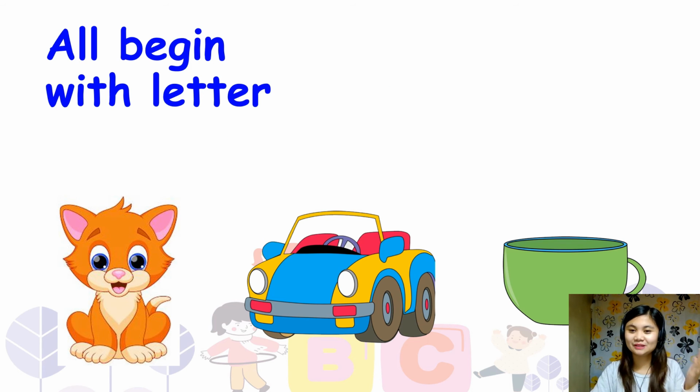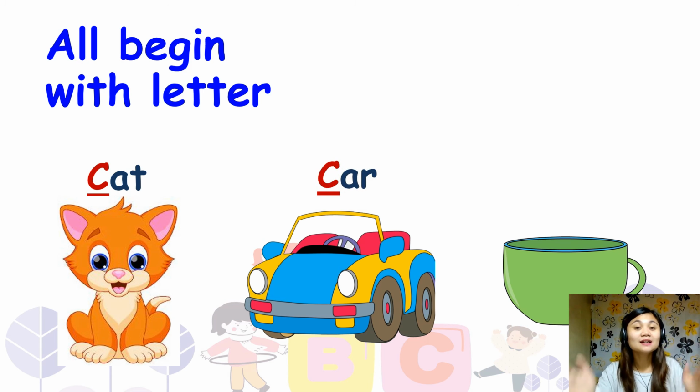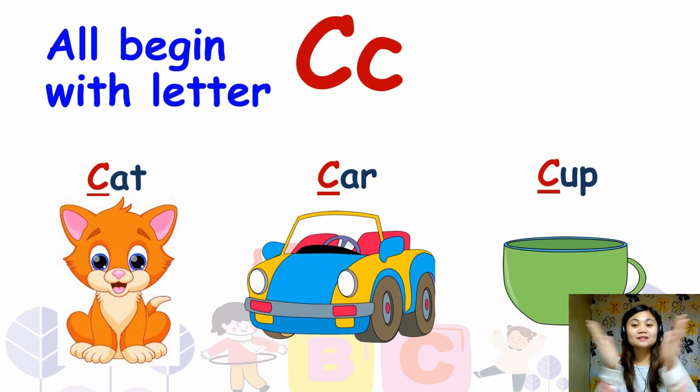Now here, kids, these words begin with letter C, okay? Let's say it. Cat. K, K, cat. Okay, good job. And this one, let's say it. K, K, car. Car. Very good. And how about the next one? Let's say it together. K, K, cup. Okay, good job. Now remember kids, these words begin with letter C, okay?